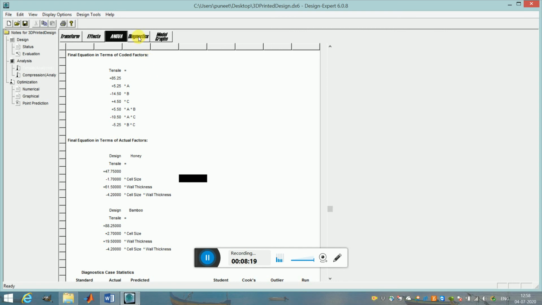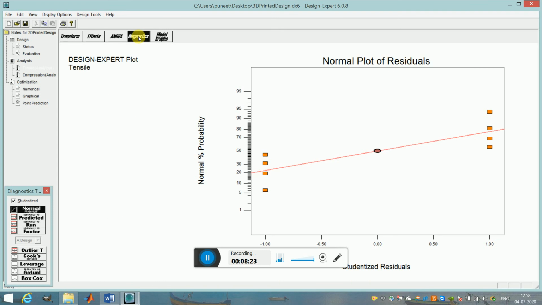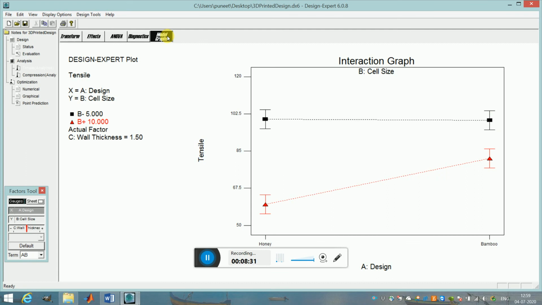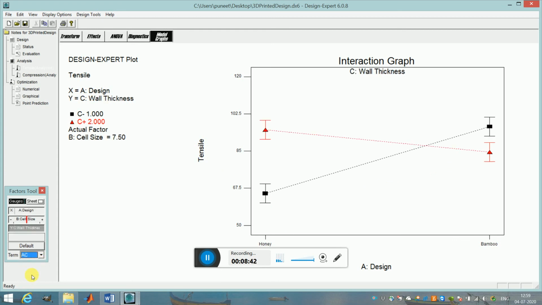Next you go to diagnostics. Here this plot tells that this is my curve which is fitting, it fits my data well. And then you go to model graphs. In model graphs you can have interaction. So this is the interaction of cell size and design with the tensile strength. So you can change the interactions here. This is the second interaction and the third interaction.